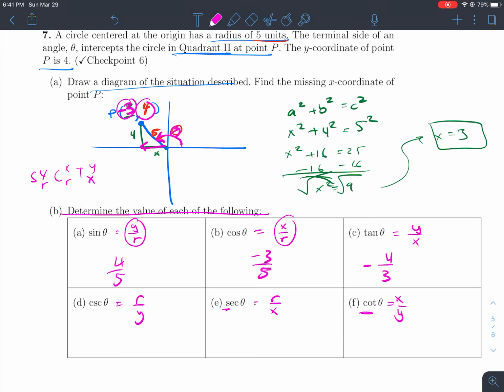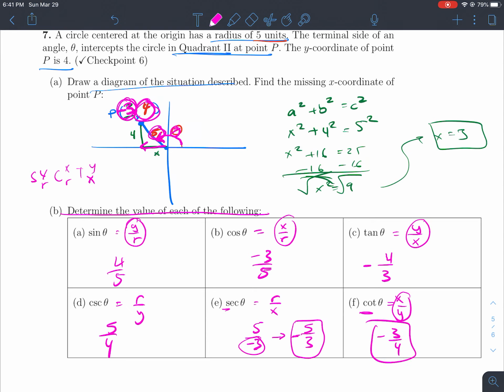Now these are all just going to be the flips. So here we go. If we flip, so r over y, that's 5 over 4. This one is going to be r over x, so 5 over negative 3. Or you'd probably write that as negative 5 over 3, because we don't like to have a negative on the bottom of our fraction. And then here, this would be the flip x over y, negative 3 over 4.